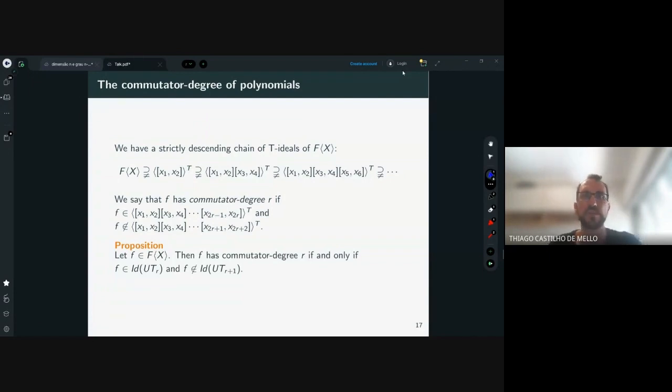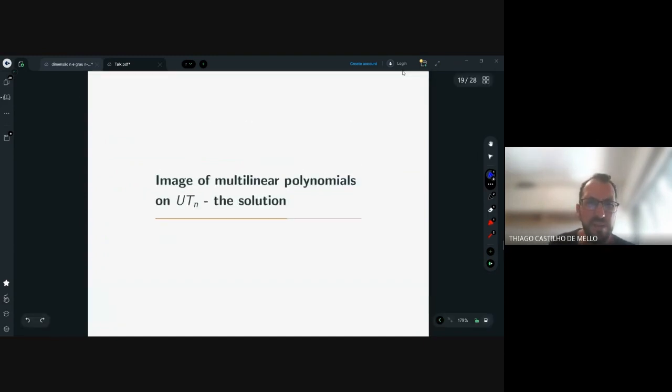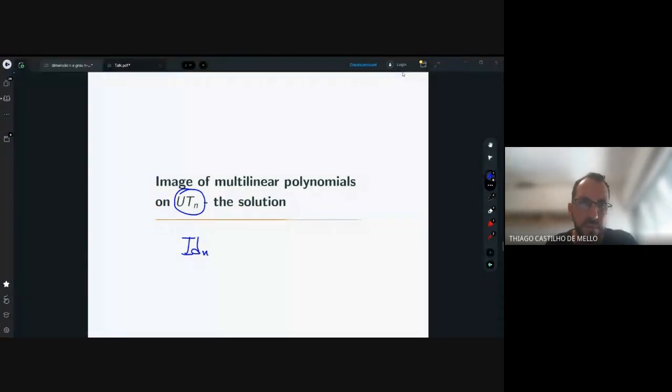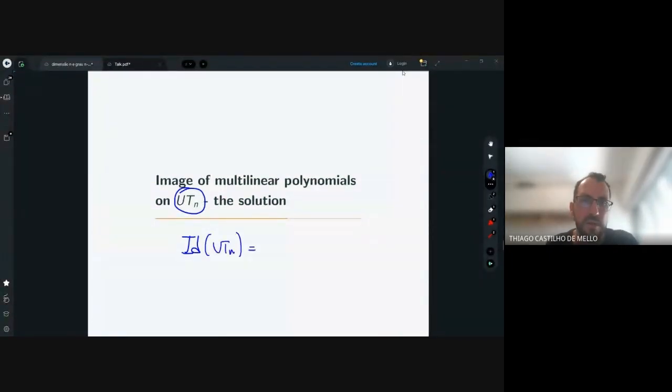And first, we are considering this descending chain of T-ideals. So recall that the polynomial identities of this algebra are well described, are well known. And these are exactly the T-ideal generated by the product of n commutators. So any identity is, in the sense of polynomial identity, a consequence of this polynomial here. Okay?